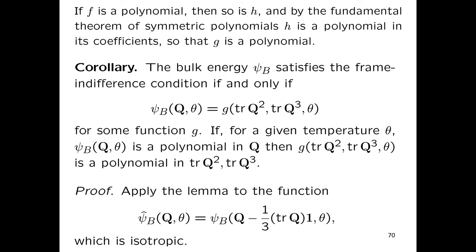which is: now the trace of Q to the fourth is a half of the square of the trace of Q squared. And that means that the most general frame indifferent bulk energy that is a quartic polynomial in Q is a linear combination of the identity, trace Q squared, trace Q cubed, and trace Q to the fourth, with coefficients depending on theta.